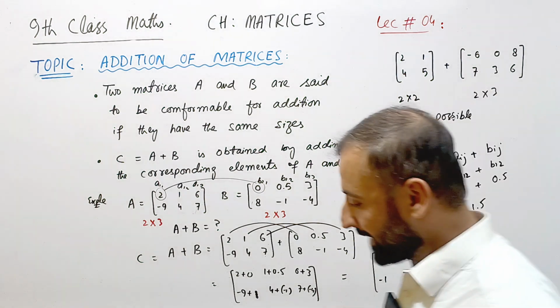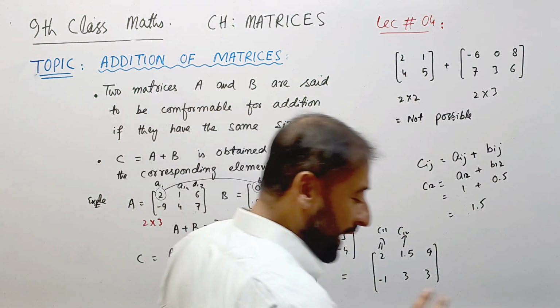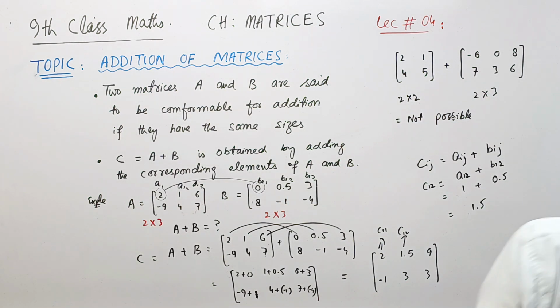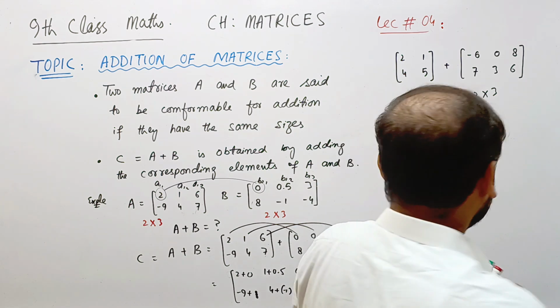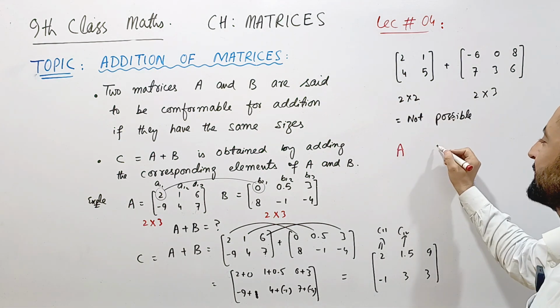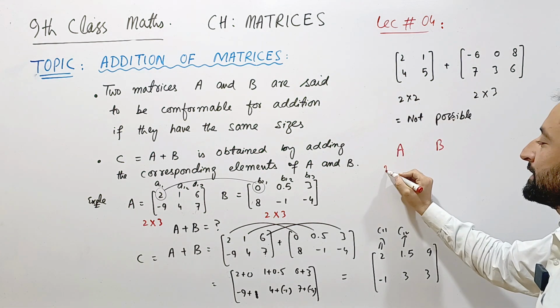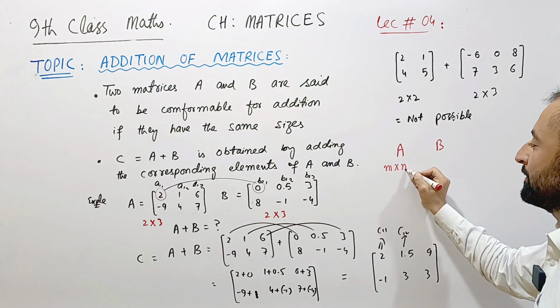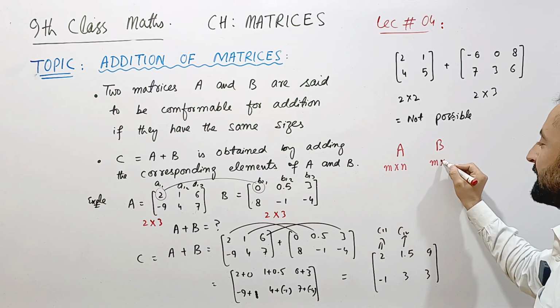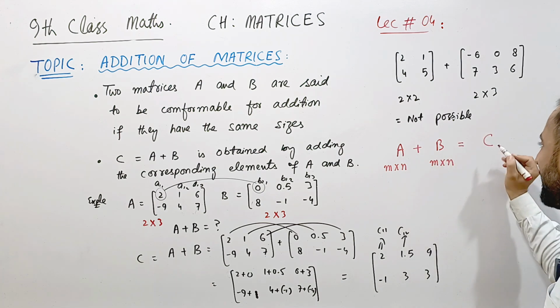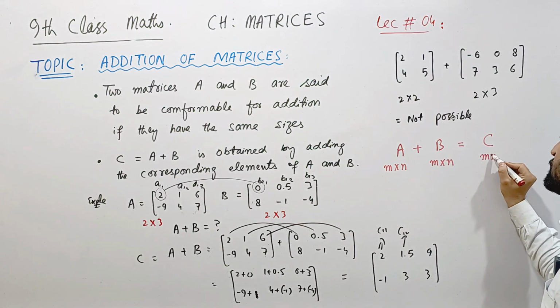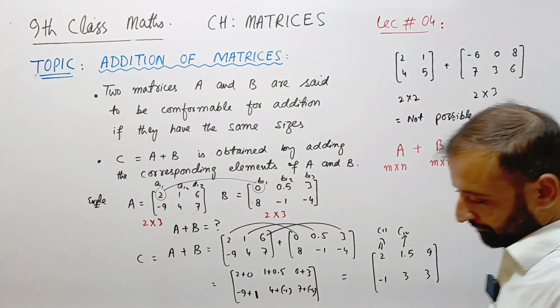Okay, students, now the next condition. If two matrices have the same sizes, we can add them. Of course, we can add them, and the resultant matrix will have the same size. For example, if we have matrix A and matrix B, and the size is m by n, m rows and n columns, m cross n, then by adding them, we will get a new matrix. Its size will also be m by n.